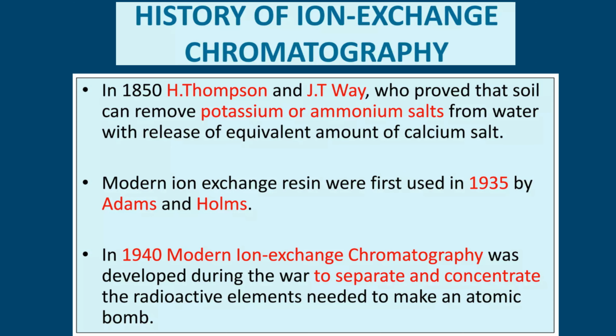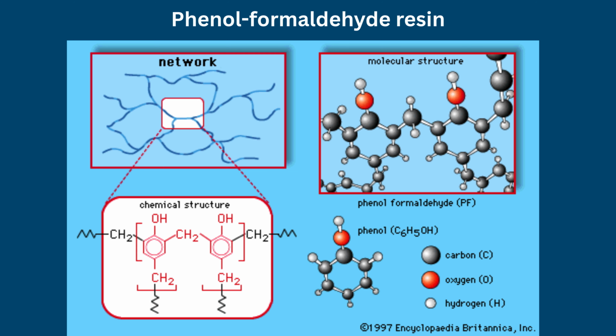The major turning point in IEX came in 1935, when Basil Adams and Ernest Holmes demonstrated synthetic organic ion exchange materials based on phenol formaldehyde chemistry. An amusing historical detail is that their discovery was connected with experiments showing that crushed phonograph records exhibited ion exchange properties. During and after World War II, ion exchange became an important tool in nuclear chemistry.